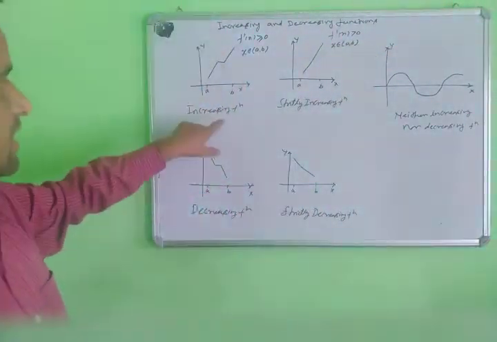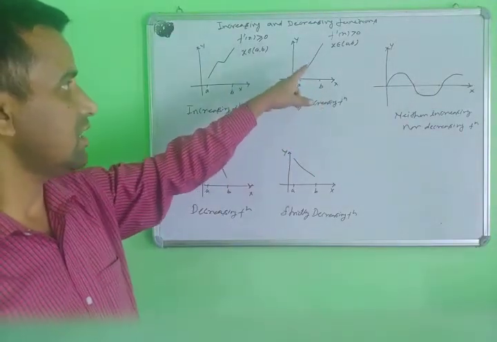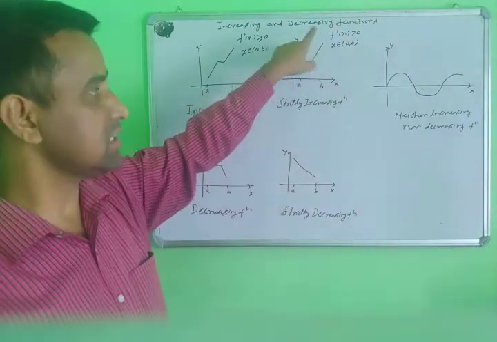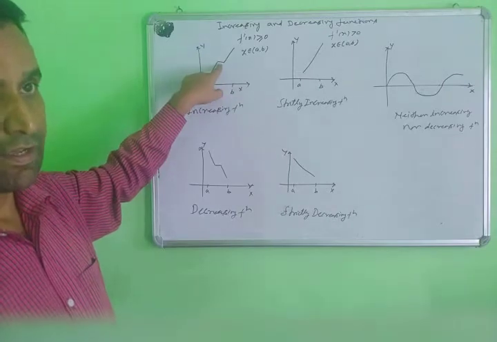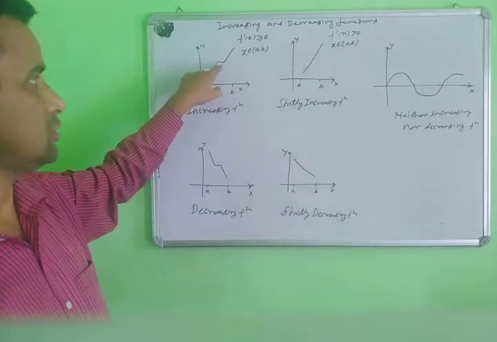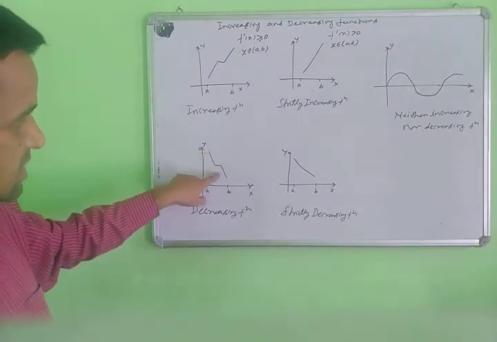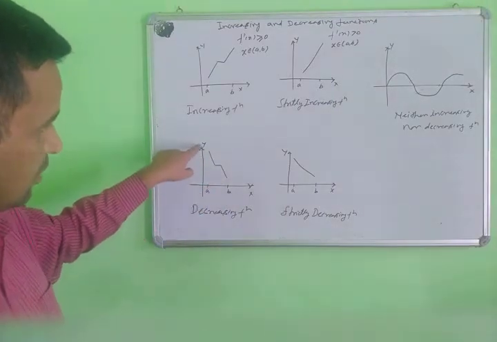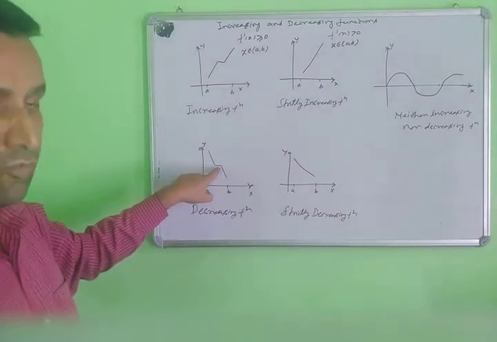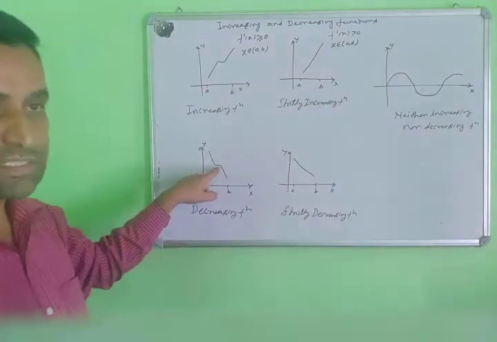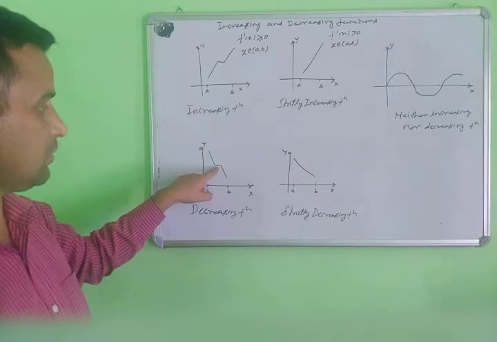Next, this is the increasing function and this is the strictly increasing function. What is the difference? This one is continuously increasing, while the other is not continuously increasing because there is one break where the slope of the tangent is 0. Next, the decreasing function. This function decreases: when x is increasing, the value of y decreases. But in this interval the slope of the tangent is 0.